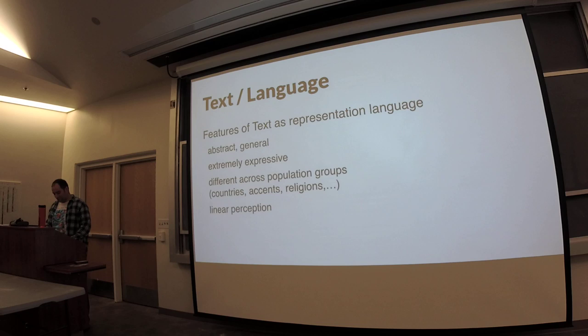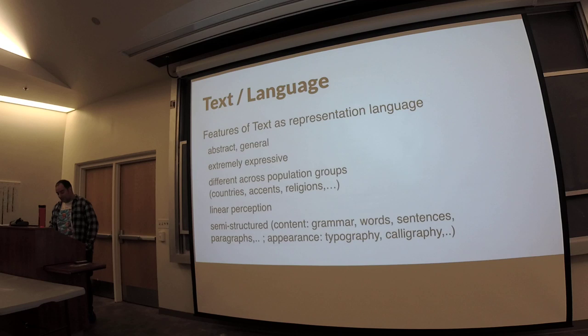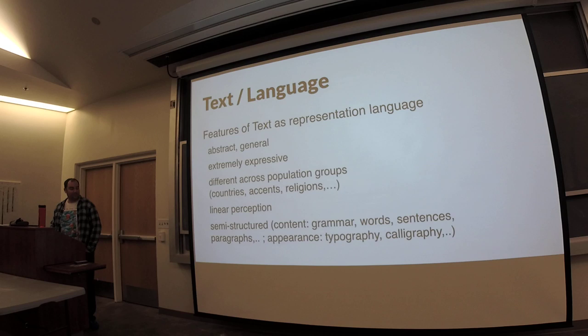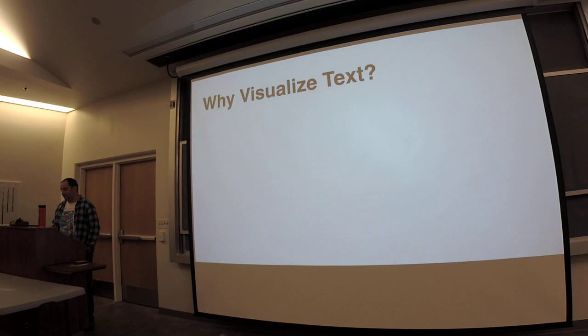Text is something that we linearly perceive if you read it, so we don't really get a lot of information if you just look at the page. This is very different from other data, like from data visualization. And text is semi-structured. So there is structure like grammar and words and sentences and paragraphs, but this isn't really easy to formalize. And then we have things like appearance, typography, calligraphy, and so on. And all of those play also a role in how we perceive information from text.